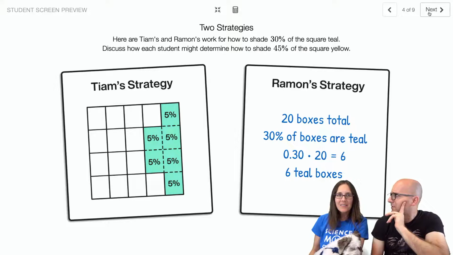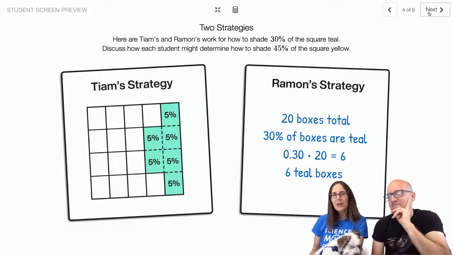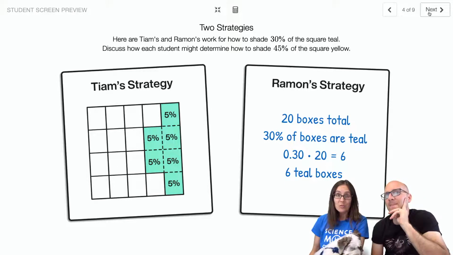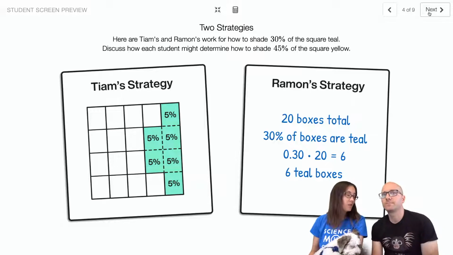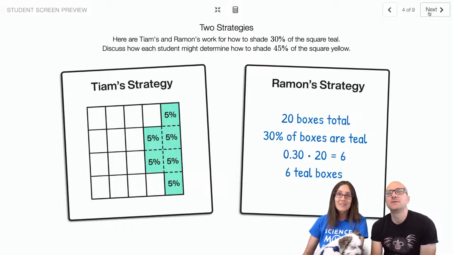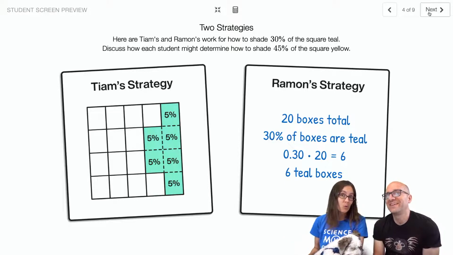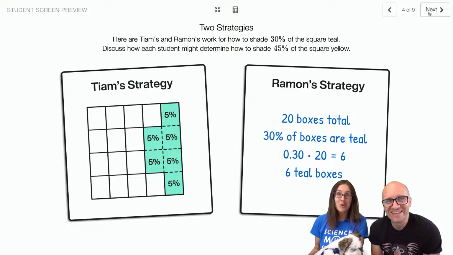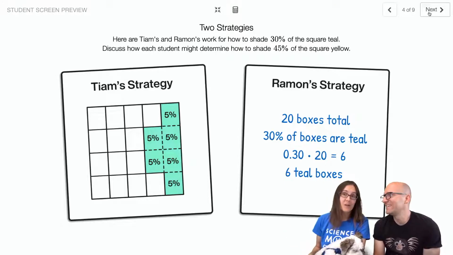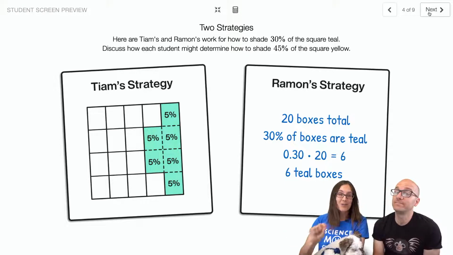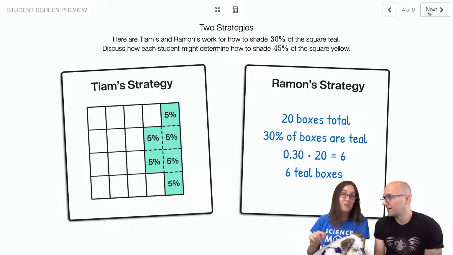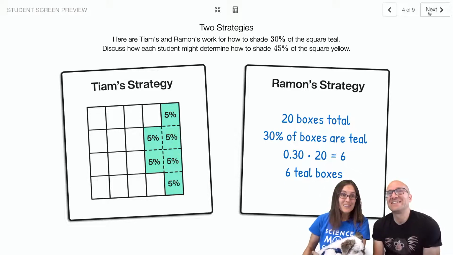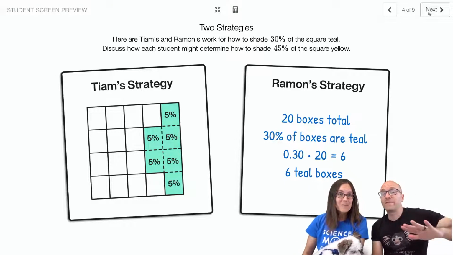This is harder than it looks sometimes, isn't it, Science Mom? Yeah. Well, I have to say, I like the visual strategy, but if the numbers were a lot bigger, it would be too hard to do a visual strategy. So multiplying the percent by the number of total boxes, that would be better. You know, what if I had 50,000 boxes? I can't draw out a square in just a few minutes that has 50,000 units. That's right. Okay, so perfect answer, Science Mom.